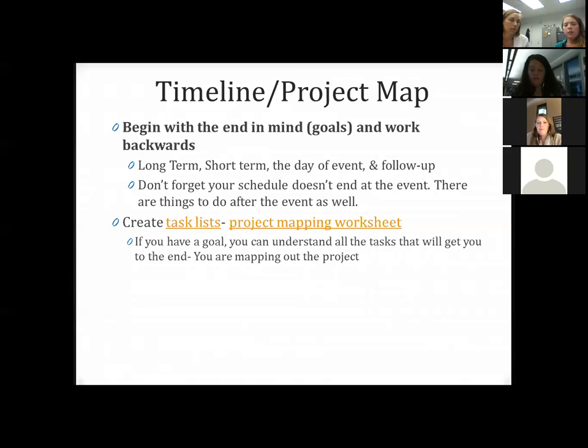Also, something to keep in mind is that a schedule does not end when the project ends or when the event is finished. You have other follow-up things that you need to do after the event. I will be emailing out this PowerPoint, and I've included links to task lists and project mapping worksheets. They take you through the process of creating task lists so that you can prepare them for your next event.